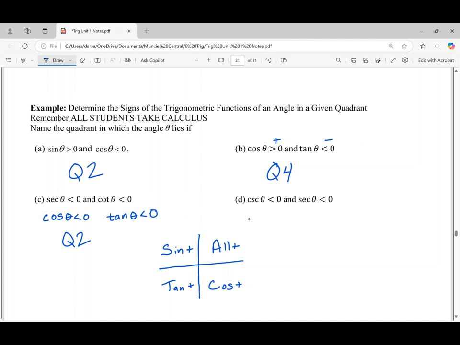See if you can figure out D on your own ahead of time. But what is this saying? It's saying sine is negative and cosine is negative. Well, where are sine and cosine both negative? Well, only in quadrant 3.